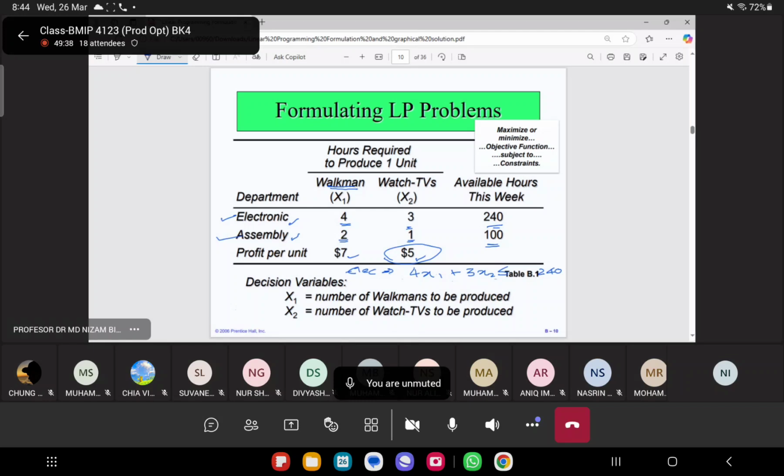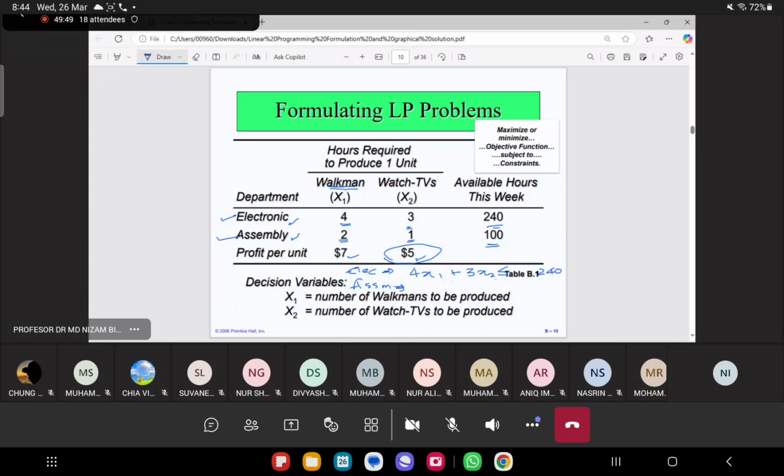All right. And the second constraint is assembly. For the assembly, I can calculate the assembly time used to make Walkman and Watch TV as 2x1 plus 1x2. And this amount of time, 2x1 plus 1x2, must be less than or equal to 100.